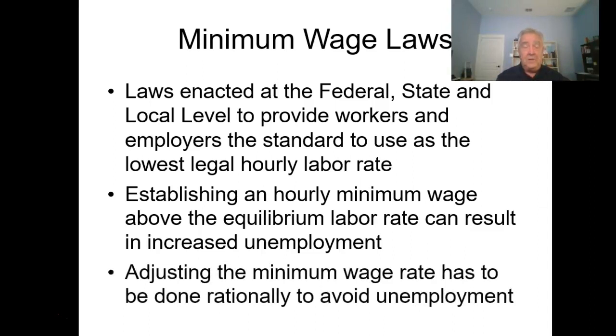All right, so adjusting the minimum wage has to be done rationally to avoid unemployment. And when I say rationally, it means phase it in over time. Don't go in 2017 from $10 an hour to $15 an hour in 2018. That creates havoc in the business world and the business community, and can also result in unemployment.